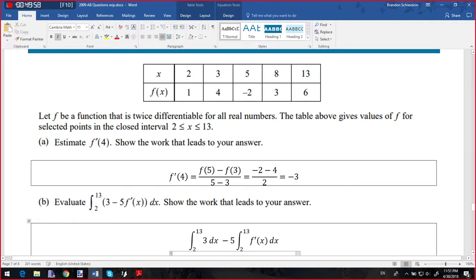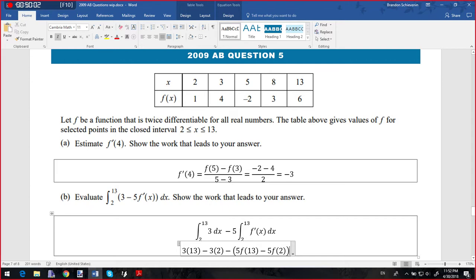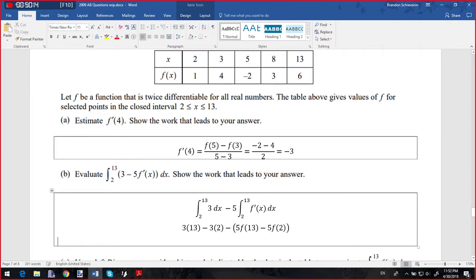Okay, so now I need f of 13 and f of 2. So I'm going to zoom out just a little bit so I can see the table. So I have f at 13 is 6, and f at 2 is 1. So I can substitute those values in.